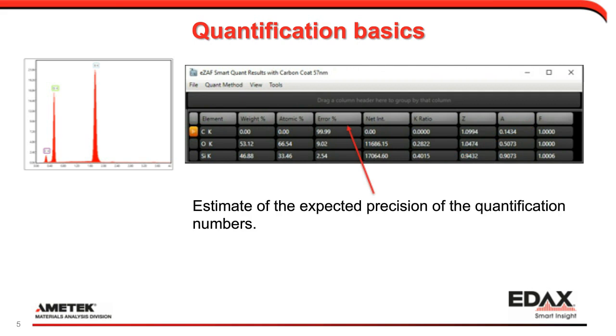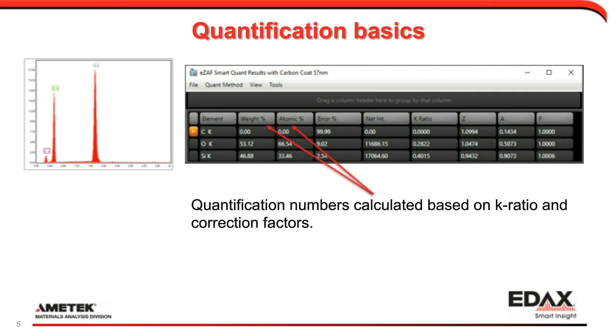All those correction factors are applied, and we also get an estimate of the expected precision of the quantification numbers. So this is the expected variation of the quant numbers in percent. And we output the calculated weight and atomic percent based on the K ratio and correction factors that we measured and applied.